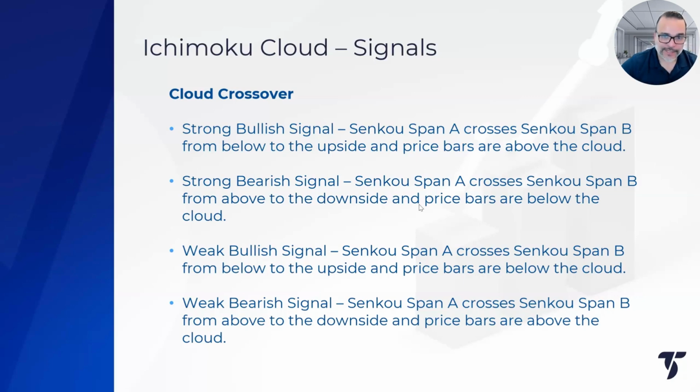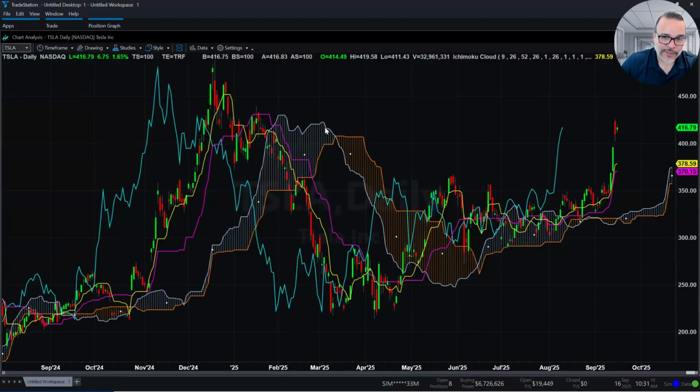I'm not sure if you noticed, but whenever those two lines cross, the light blue and the orange, the cloud flips. You are in a light blue cloud, meaning that it's bullish, or you're in an orange cloud, which is bearish. So not only are we looking at how the price bars are crossing that cloud, we're also looking at the flip of that cloud as a signal.